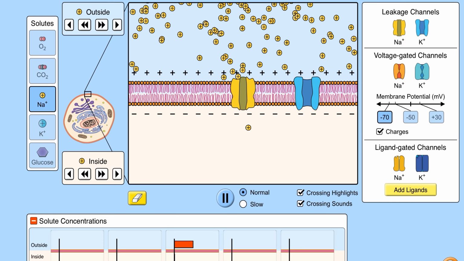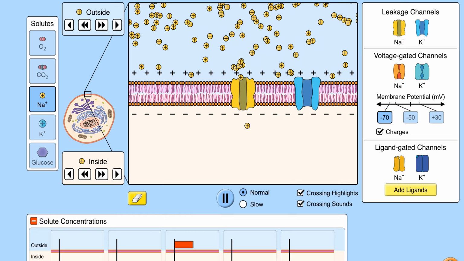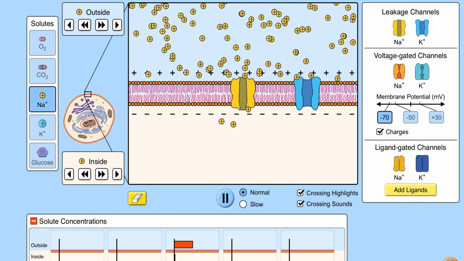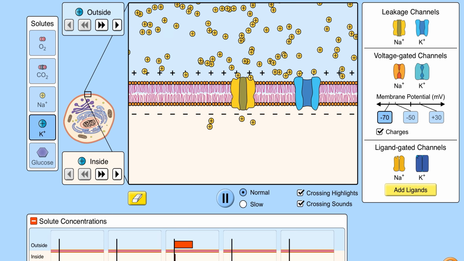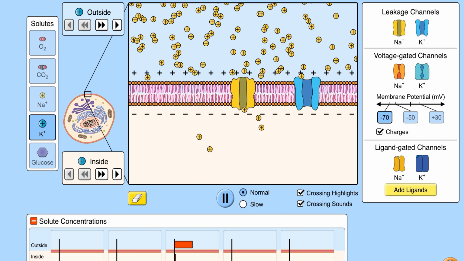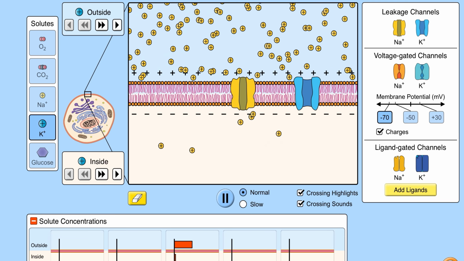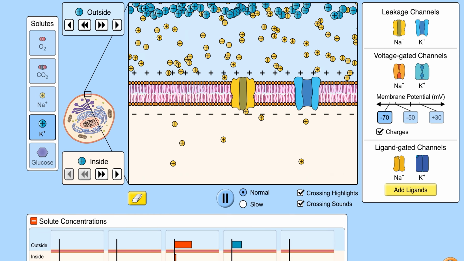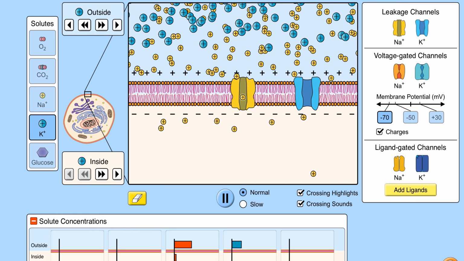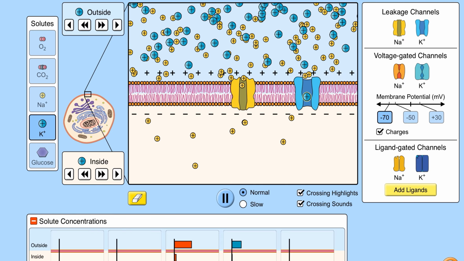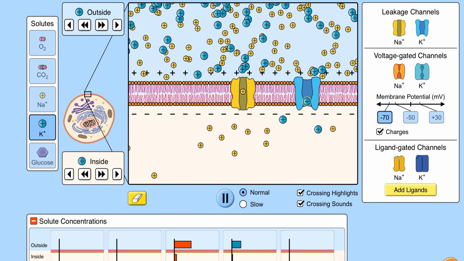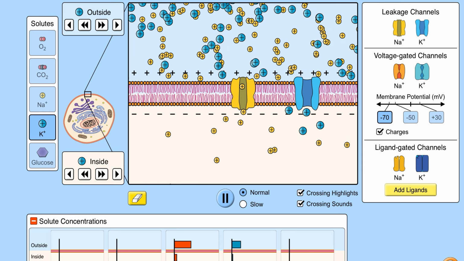Yes, you can see they are going through the sodium ion leakage channel, and at the same time when I increase the concentration of potassium ion on the outside of the cell, the blue one, let's see whether they are able to go through the yellow one. No, they will only go through the potassium ion channel, the blue one, right?